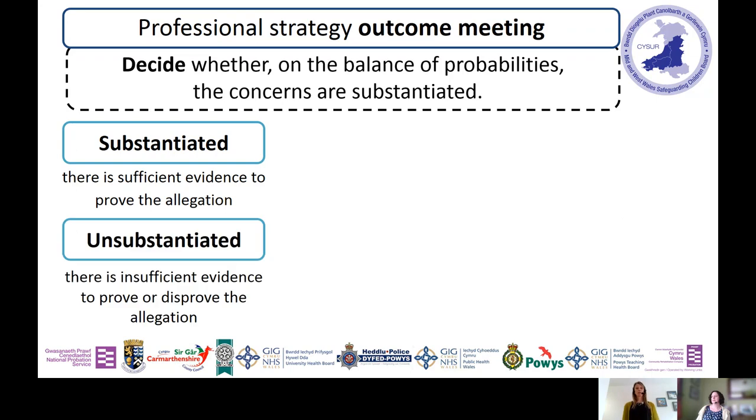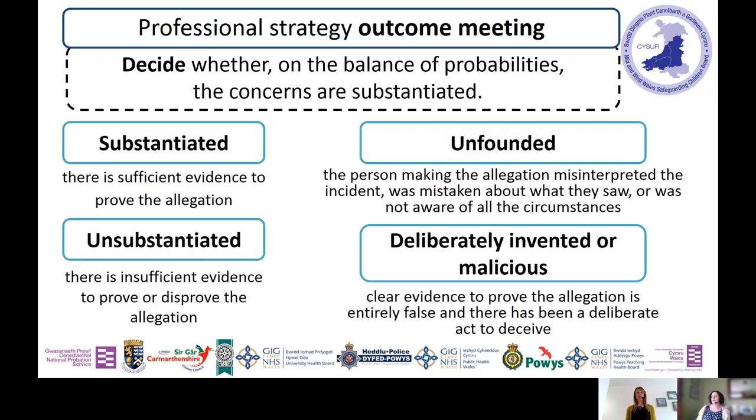So the outcome meeting then, after all that information has been gathered, would decide whether, on the balance of probabilities, the concerns are substantiated. And this is when you get to your four possible outcomes. They could be substantiated, where there is sufficient evidence to prove the allegation. They could be unsubstantiated, where there's insufficient evidence to either prove or disprove the allegation. It could be unfounded, where the person making the allegation misinterpreted the incident and was mistaken about what they saw or was not aware of all of the circumstances.